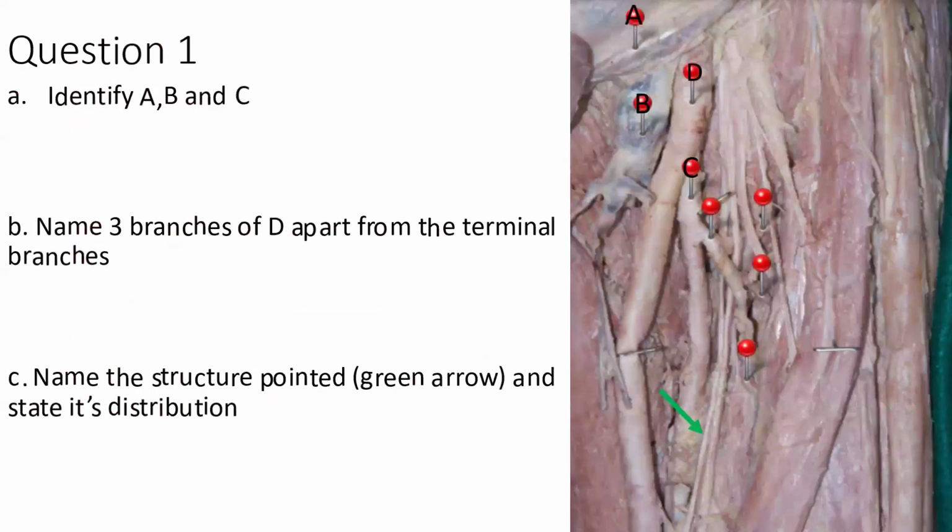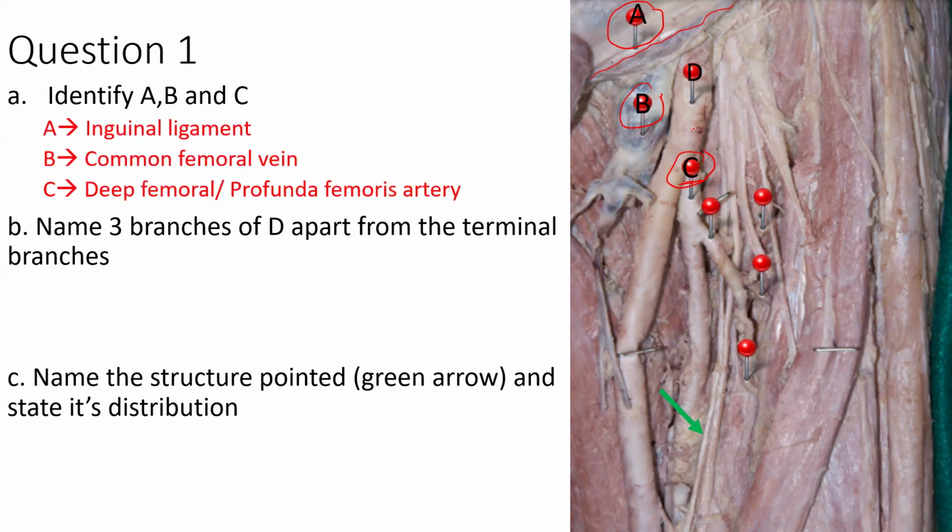Let's start with the first question, which tests our knowledge of the femoral triangle. We have been asked to identify structures A, B, and C. Structure A over here forms the base of the femoral triangle, and that's the inguinal ligament. Structure B is the most medial structure of the femoral triangle, and that's the femoral vein. And structure C here, you can see it's a branch from structure D. So structure C is the deep femoral artery or the profunda femoris artery. So those are the structures within the femoral triangle.